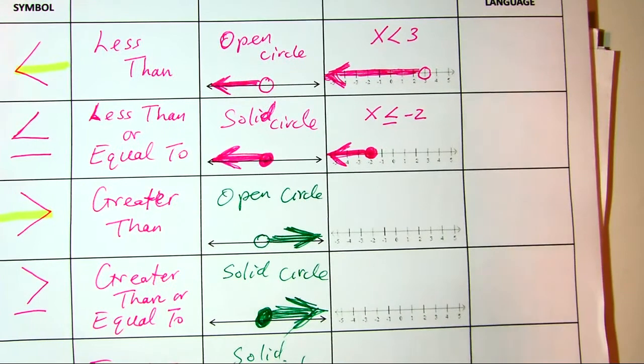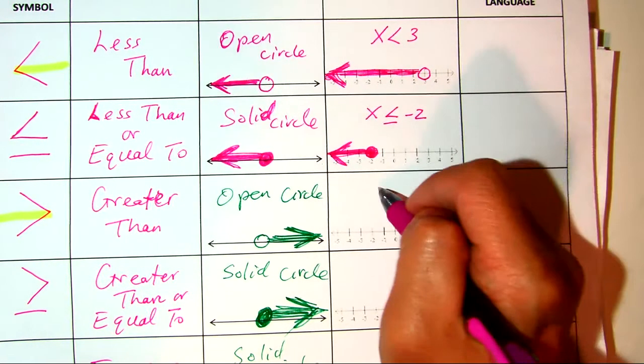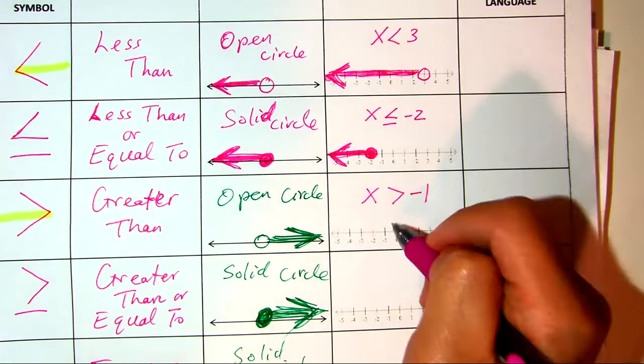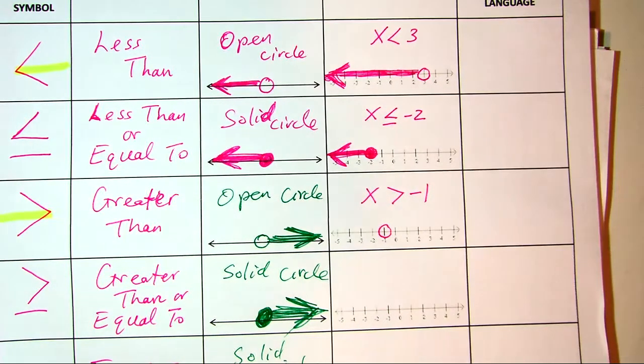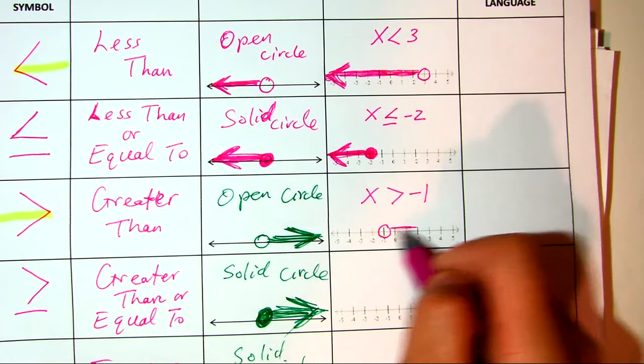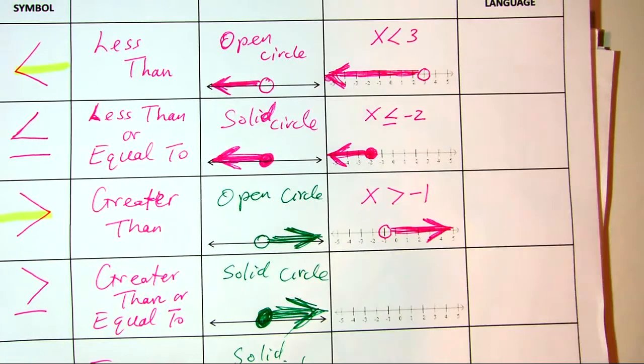Next one for greater than. For example, x is greater than -1, we choose -1. Greater than means to the right hand side of -1: 0, 1, 2, 3, 4, or larger. We go to the right.